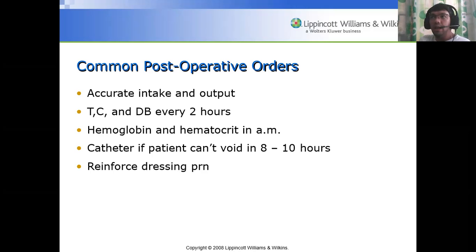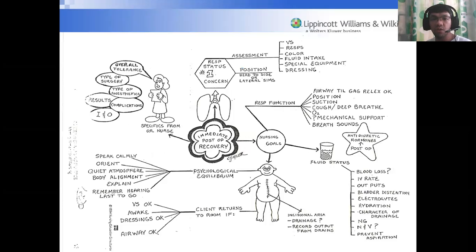Hemoglobin and hematocrit is assessed in the morning. So it's the job of the medical technologist to gather or collect blood specimen from the patients. So it's usually in the morning. Catheter if patient cannot void within the next 8 to 10 hours. Maybe the anesthesia has an effect on the patient's bladder or the nerves that are supplying the patient's urinary bladder. So if they cannot void, we need to insert a catheter and reinforce dressing as needed. So every now and then we need to change that.